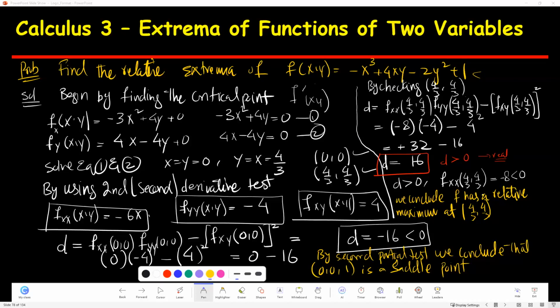If we want, we can substitute 4 over 3, 4 over 3 in the function, and it will definitely give us some value of the function. We don't have to tell the value of the function, to be honest, but you can find the value of the function if you have to.